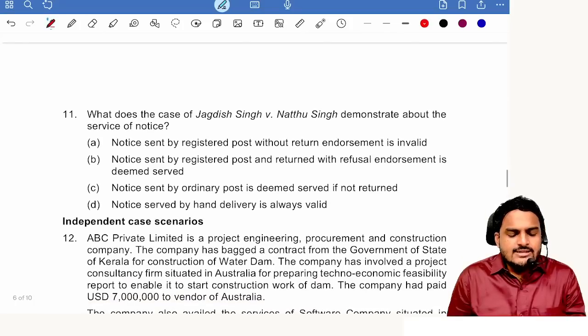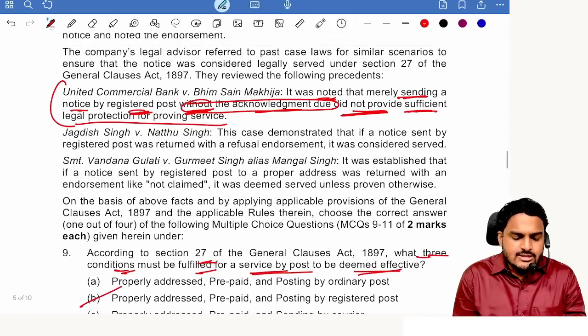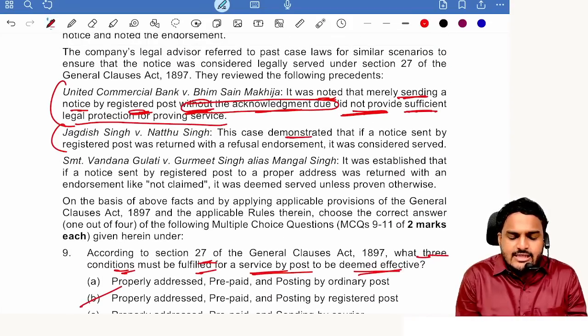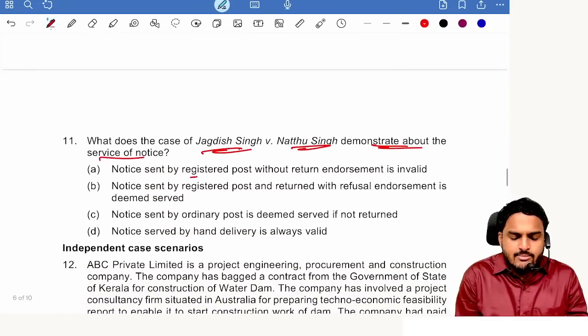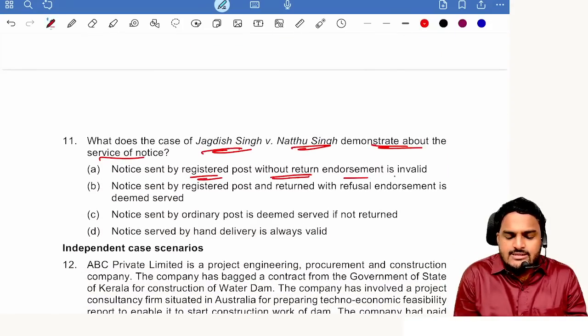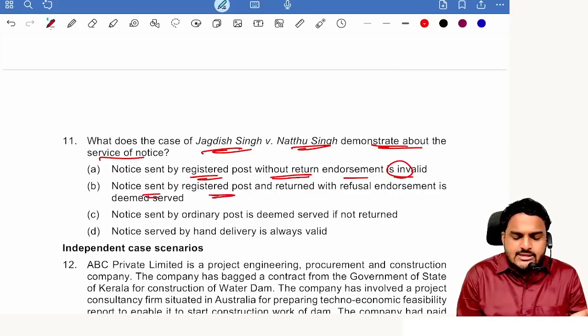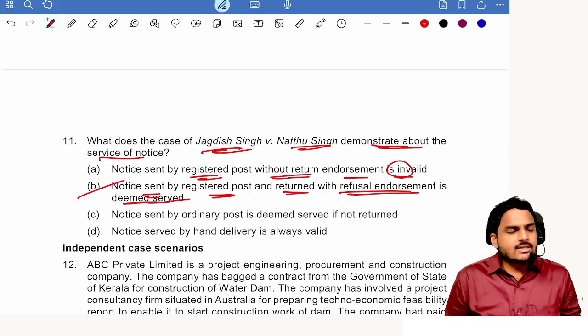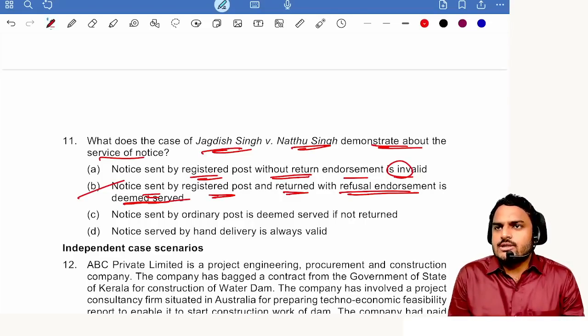Next, what does the case of Jagdish Singh and Nattu Singh demonstrate about the service of notice? The case demonstrated that if a notice sent by registered post was returned with a refusal endorsement, it was considered served. We'll see options. Notice sent by registered post without return endorsement is invalid. That is not there in case study solution. Notice sent by registered post and returned with refusal endorsement is deemed served. B is the correct answer. So to these 2 questions, case scenario is required.